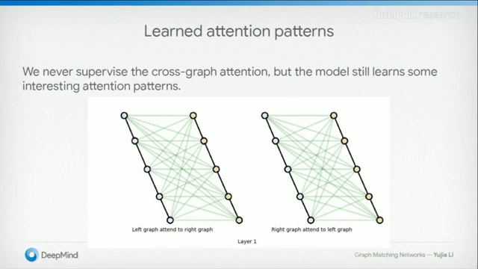There's one nice thing about our model is that we never supervise the cross-graph attention patterns. But after learning, our model still figures out that there's something interesting going on in those attention patterns. And if we visualize them, we can see that it demonstrates some interesting behavior.